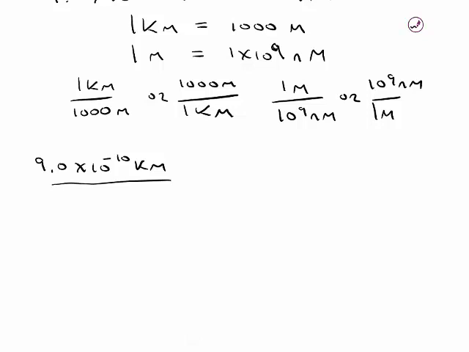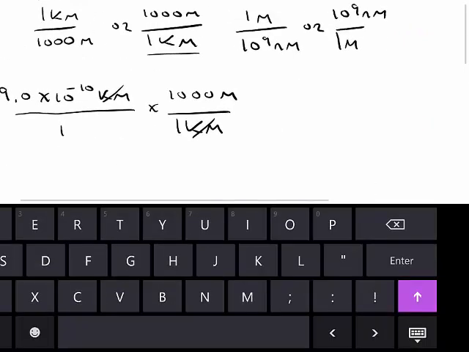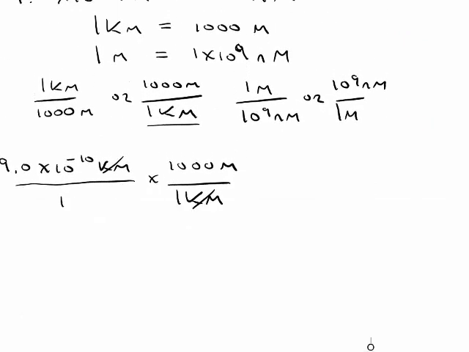Any number is always considered to be written over 1. The first conversion factor that I need will get me out of kilometers and into meters. In this case, I'm going to use this conversion factor. I know there are 1,000 meters for every 1 kilometer. At this point, kilometers are going to cancel out, and I'll be in the units of meters. Resist the temptation to break this up into small problems because you'll introduce some sort of an error, typically a rounding error.